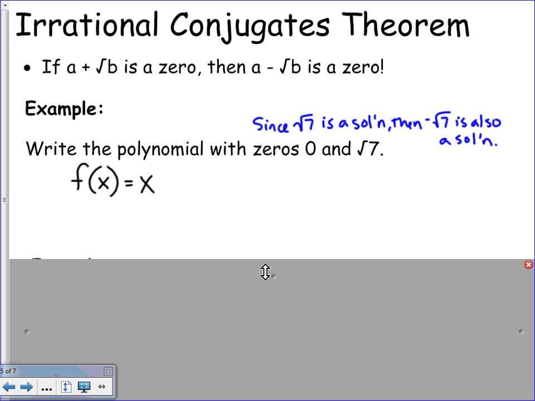And then, since square root of 7 is a 0, we should have an x minus the square root of 7. Is that okay with you? And an x plus the square root of 7. So these always come in pairs.